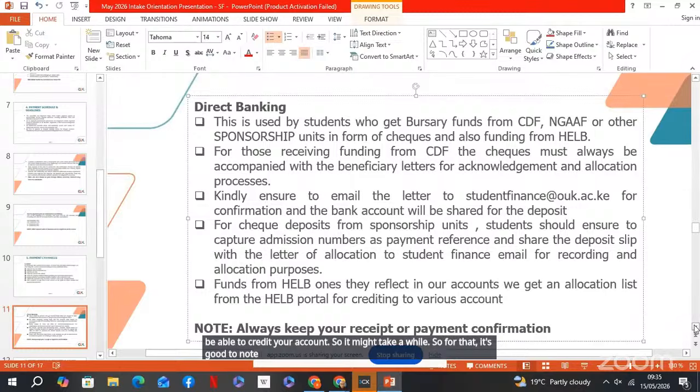And always keep your receipts or payment confirmations, because you might be asked about them at a later time.